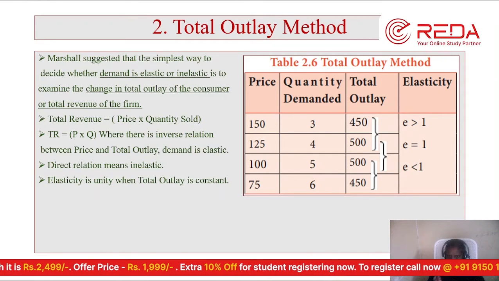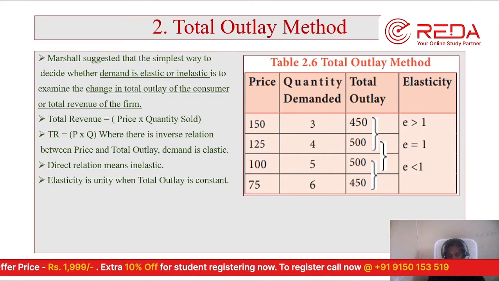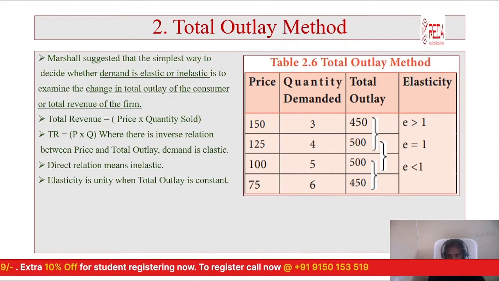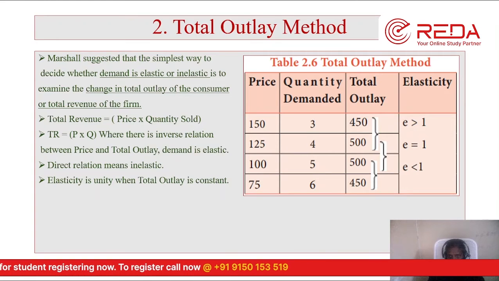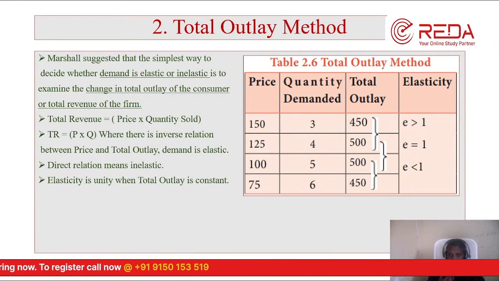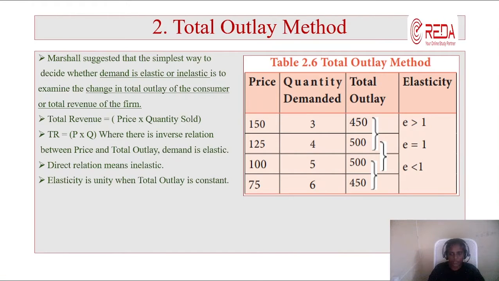But in this example he takes the total outlay, the expenditure of the consumer, instead of the total revenue of the firm. It is a very easy, comfortable and possible way to analyze, and a very exact way also. It is very exact to collect the data of the total outlay of the consumer to find out the elasticity. Revenue is nothing but price times quantity sold. Already we have seen what is revenue and what is profit. Revenue is nothing but the income earned by the seller.